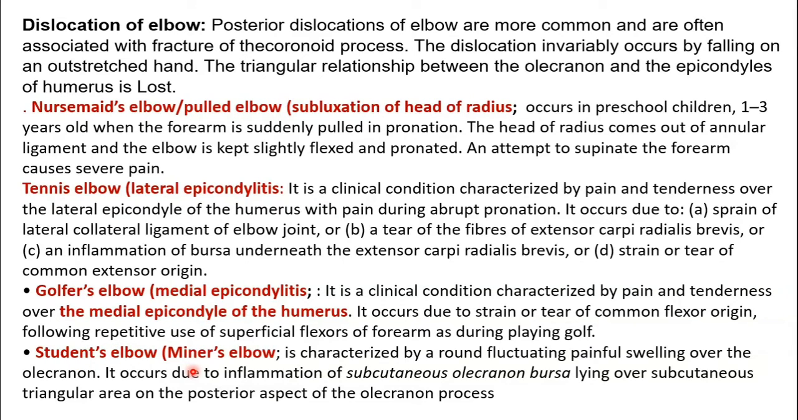The student's elbow. When you study, you usually rest your elbow downward like this, and it gets pressed, so mostly the subcutaneous olecranon bursa is pressed, due to which inflammation occurs in it. The student's elbow is also known as the miner's elbow, in which swelling occurs over the olecranon process due to inflammation. This is very important: in the student's elbow, the inflamed bursa is the subcutaneous olecranon bursa.